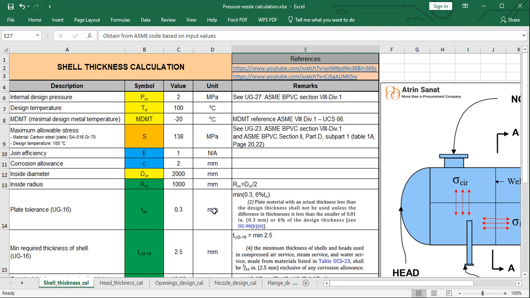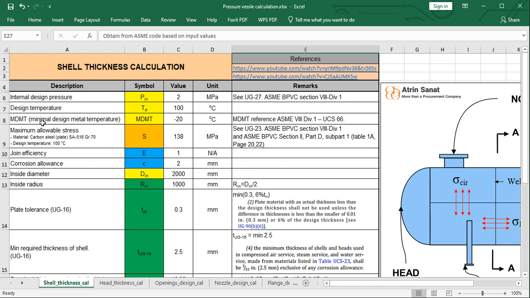Let's begin with the first parameter, internal design pressure. This type of pressure is acting on the inner surface of the shell. I've set it to 2 megapascal. For more detail, you could refer to UG-27, Section VIII, Division 1. Moving on to the next parameter, design temperature. I select 100 degrees Celsius.